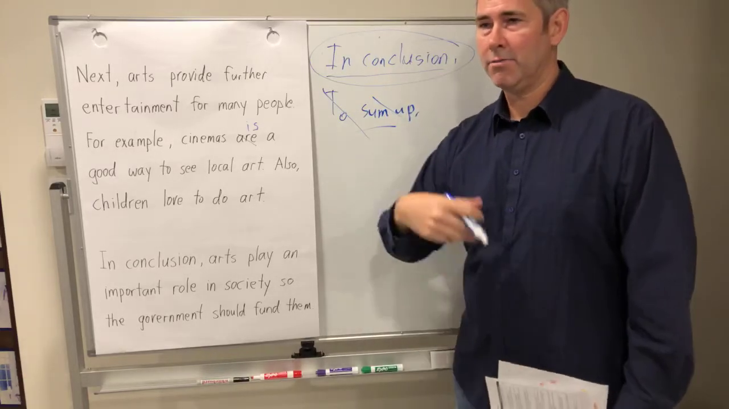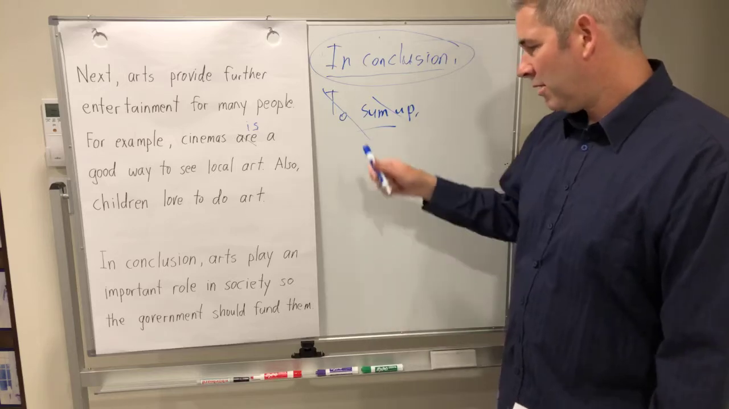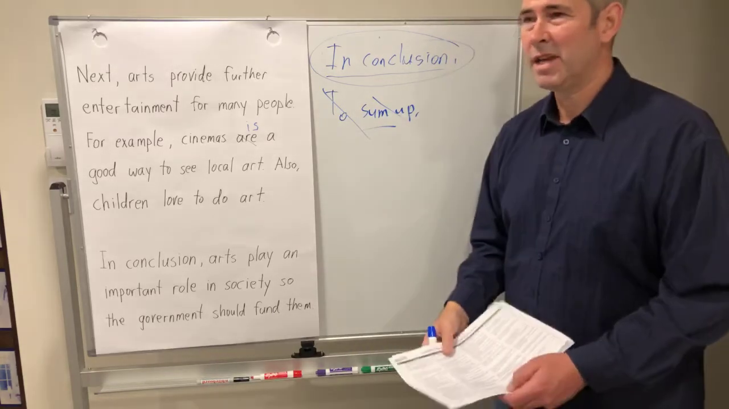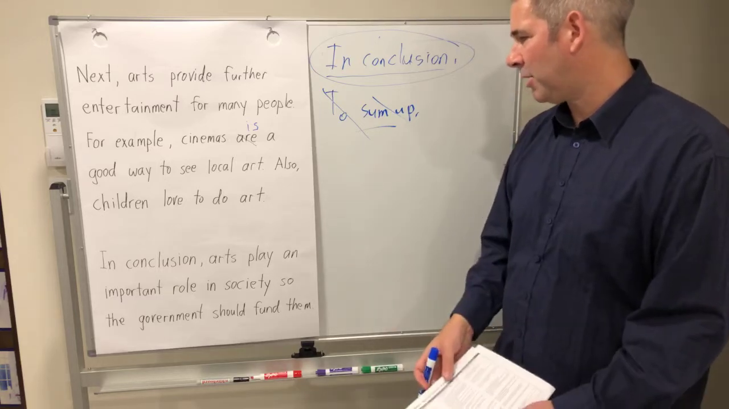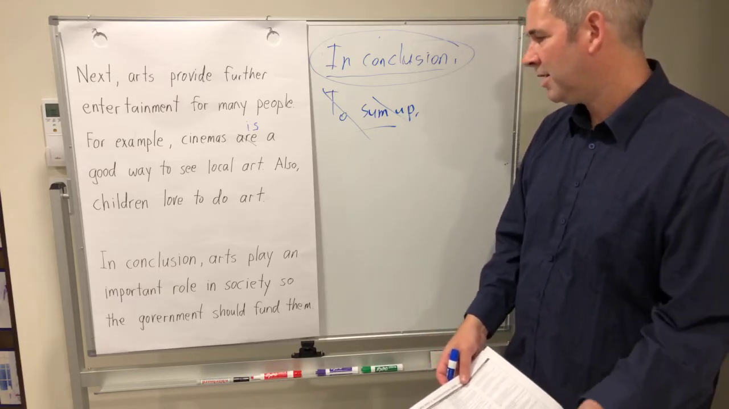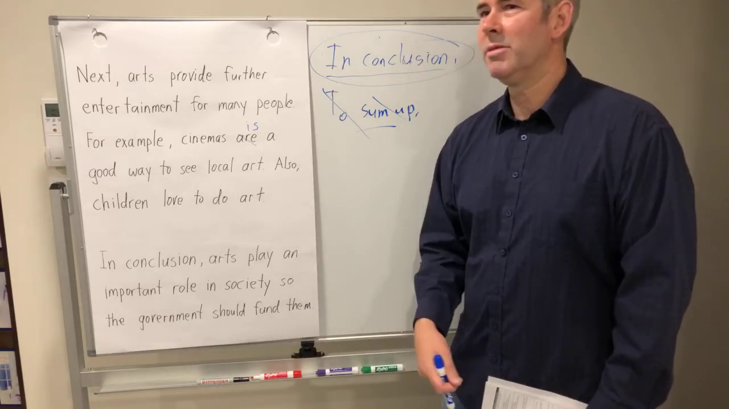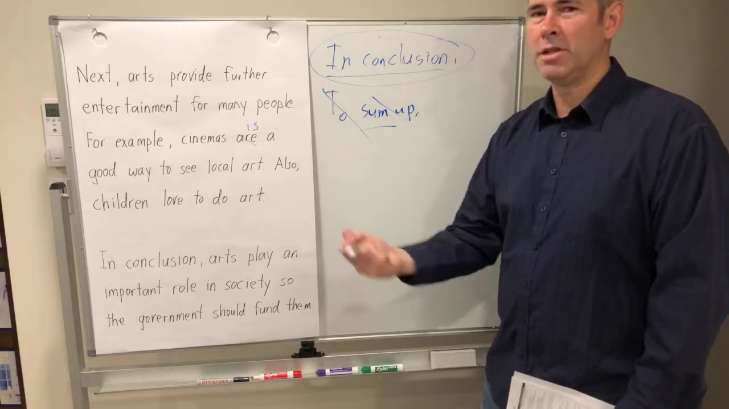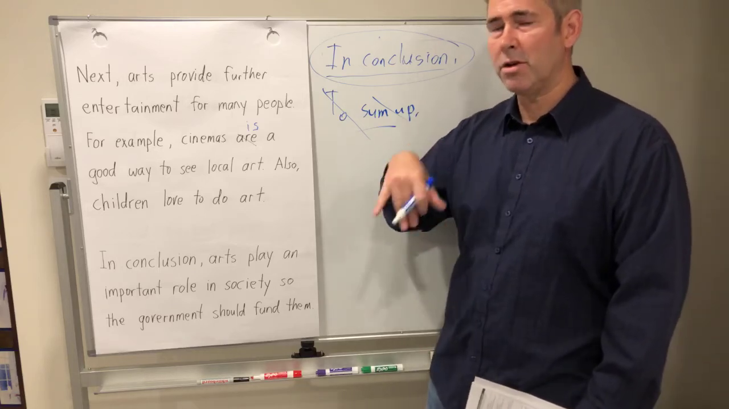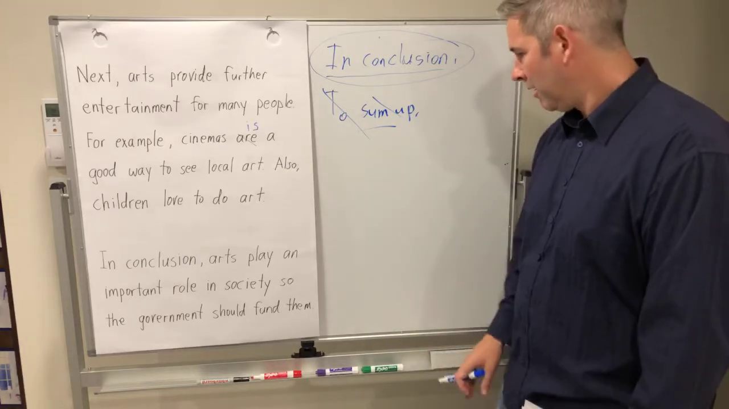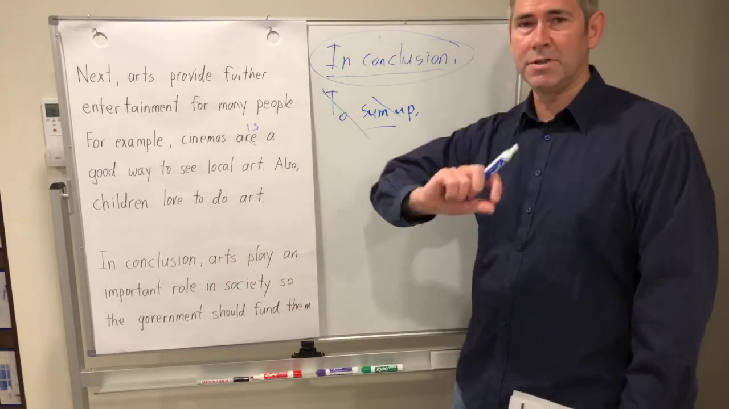This highlights with a cohesive device that your conclusion will follow. Only one sentence here, I would say sometimes that's fine. In conclusion, arts play an important role in society, so the government should fund them. Really, to me, this is just a repetition of the position. I think this conclusion needs to be expanded upon. Well-written sentence, a compound sentence with so.